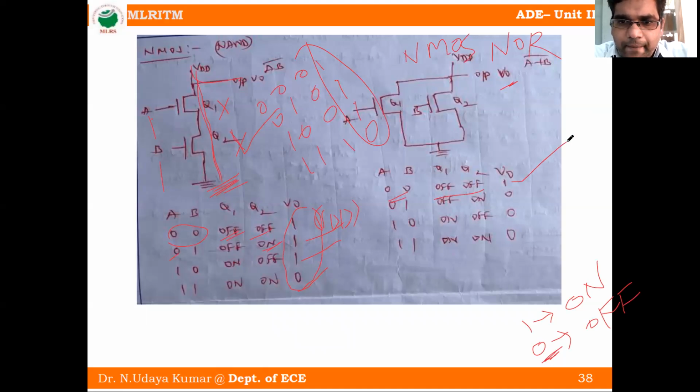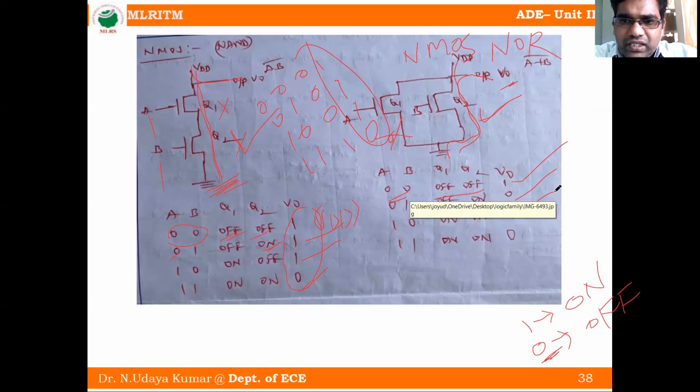From 0 1: 0 1 means the first transistor is off and the second transistor is on. On means the output is directly connected to the ground. That means 0 volts. For 1 0 it is also the same. Now we will see 1 1.